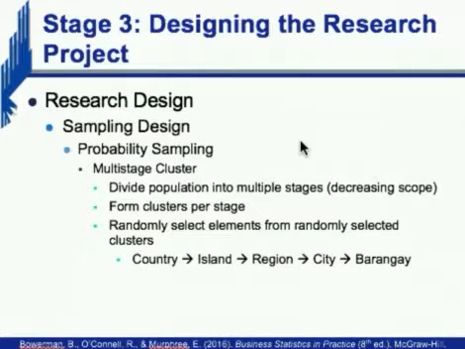Another probability sampling method is called multi-stage cluster sampling. So here, it's very similar to stratified sampling. However, here we will divide the population into different stages. So first, we divide the population into multiple clusters, and then we will do that for different stages, and the stages have decreasing scopes. So we form clusters per stage, and then it's called cluster sampling instead of stratified sampling because not all clusters will be sampled, meaning that the sample will not include elements from all the clusters. So some clusters will be included and some will not be included, and that's the main difference between cluster sampling and stratified sampling.